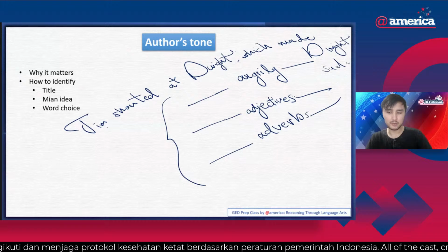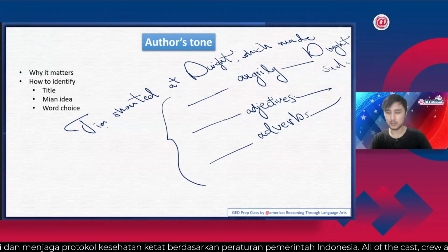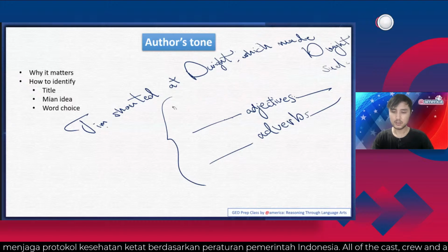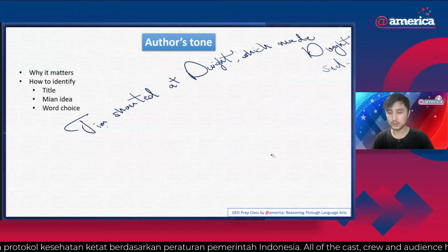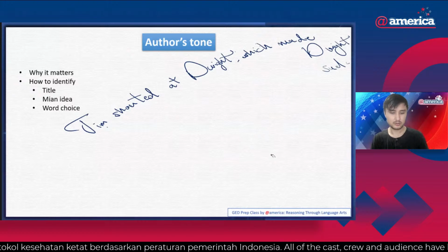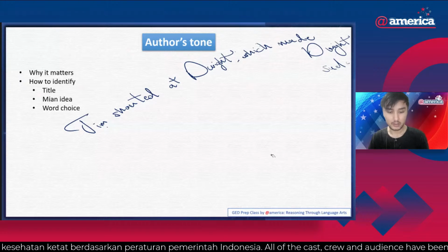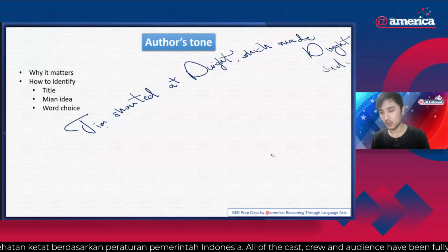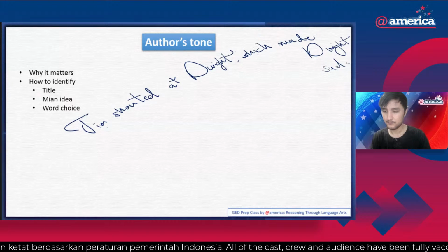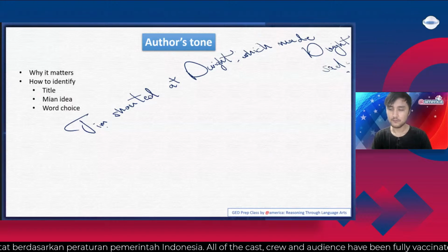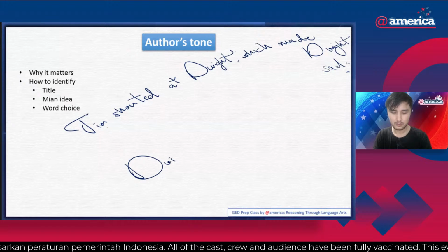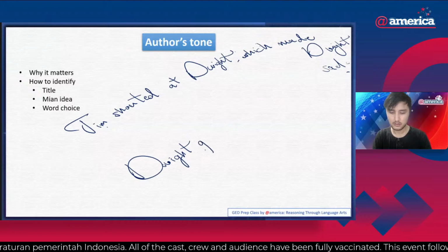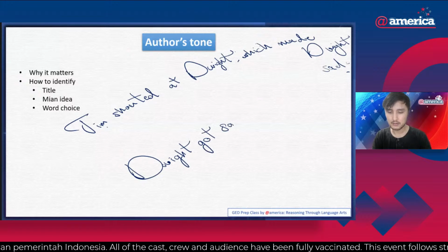If you read this statement, the next statement I'm going to write is actually the same, but you will understand what connotation it gives to the reader. So, Jim shouted at Dwight, which made Dwight sad. If you read it from Dwight's perspective, Dwight got sad.